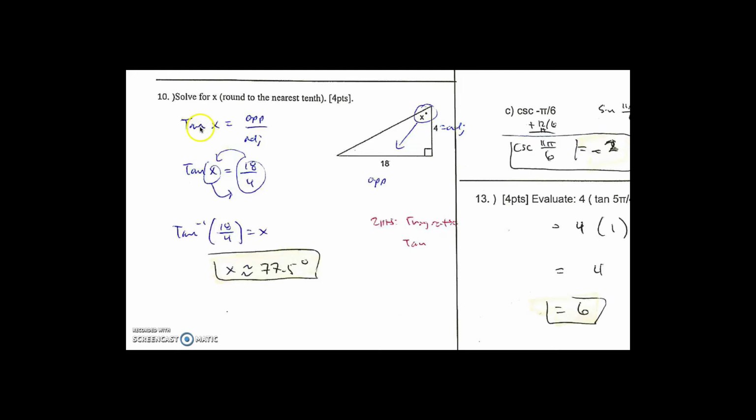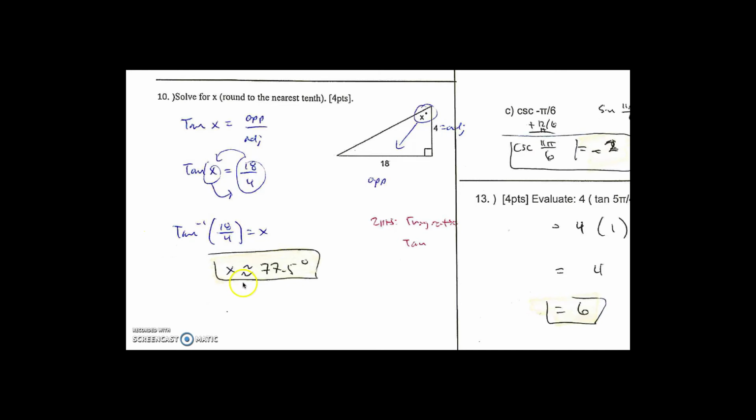So if you just put the trig ratio tangent, then you would have gotten 2 points. Now if you use the equation, you'll substitute in opposite of this angle is 18 and the adjacent is 4. So tangent of some angle, which we don't know, equals a ratio of 18 over 4. If I take the inverse, those are my arrows, which you should be doing, then the inverse of tangent of 18 over 4 equals x. There's your calculator ready equation.